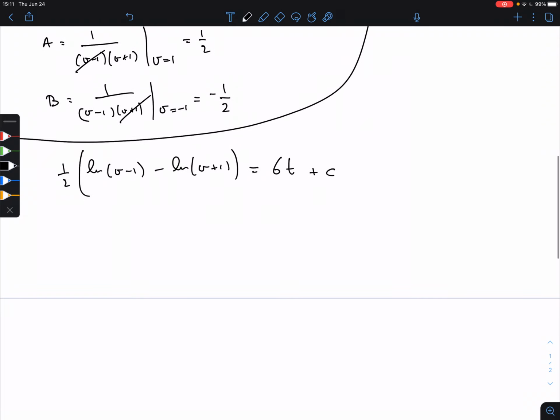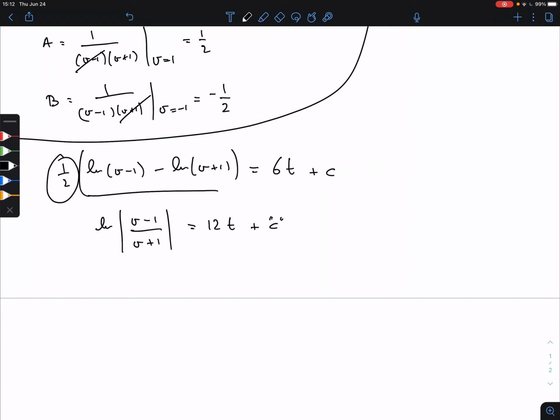Okay, it's always better to bring these constants here to the other side, and then combine the ln's. Combining the ln is this way, right? Well, absolute value or not, it doesn't really matter here. Remember, with the minus sign, it goes in the denominator, and so the 2 becomes a 12t plus 2c, but I'm going to rename c, put it between quotes, a new c.